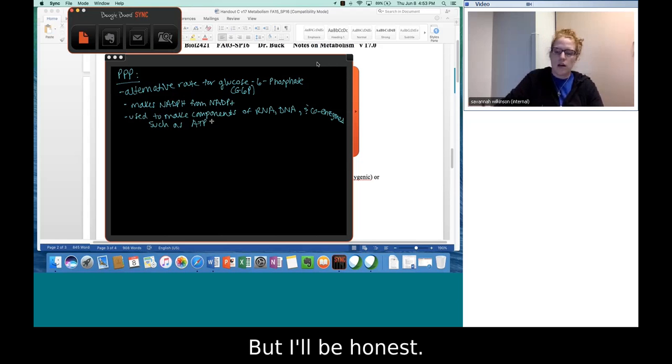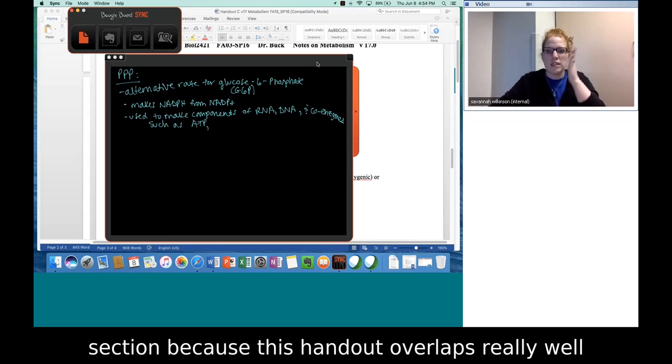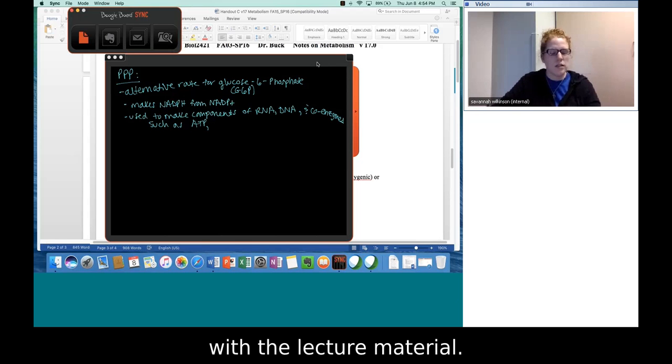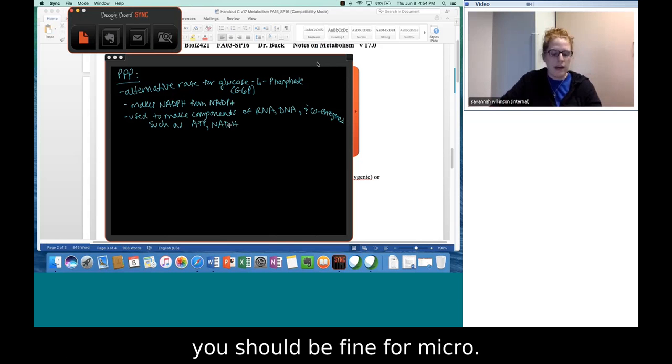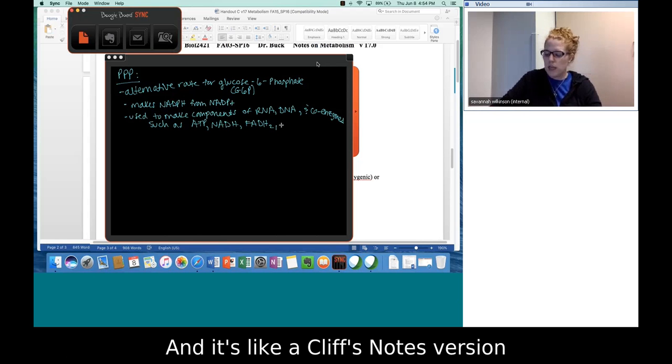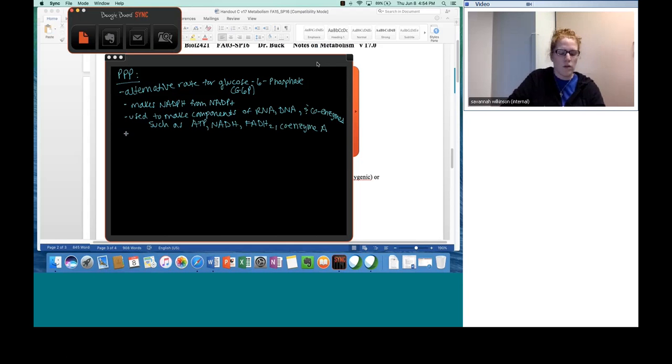But I'll be honest, this metabolism handout is your best friend for the metabolism section because this handout overlaps really well with the lecture material. So, in my personal opinion, if you know this handout well, you should be fine for micro. And it's kind of like a Cliff Notes version of what you'll be learning in Biochem 2.